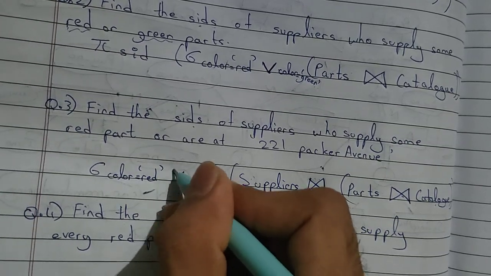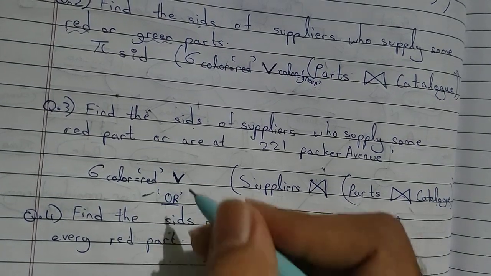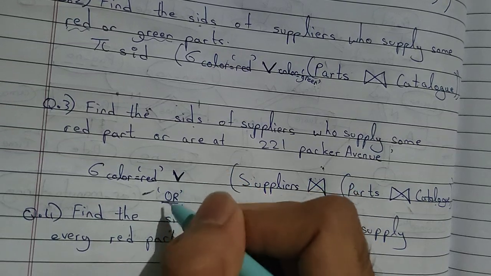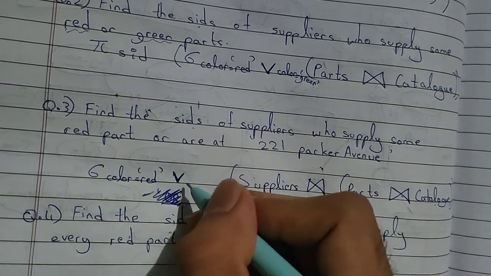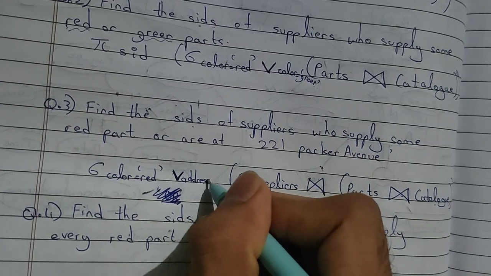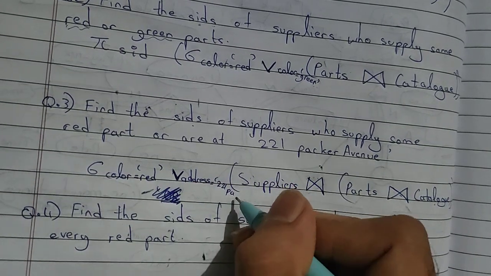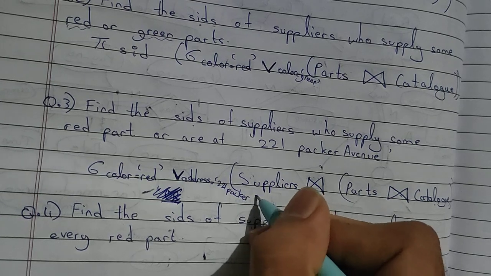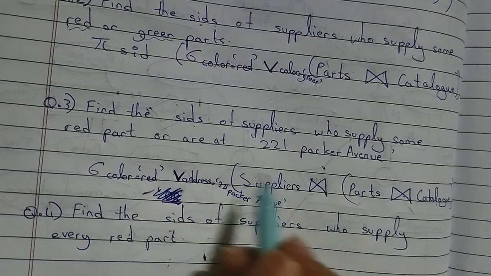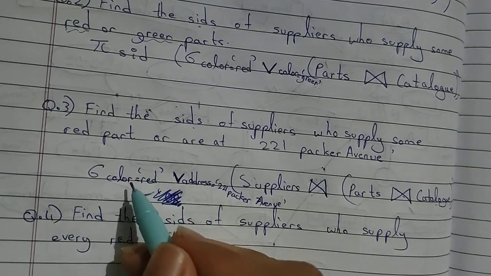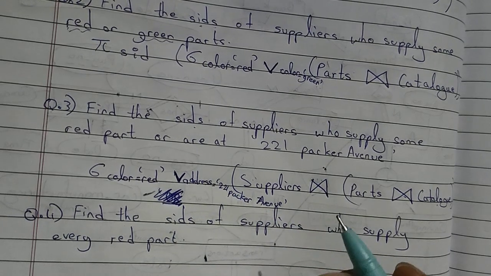So select those entries whose color is red, or you can use this symbol for or, or you could just write or. Either one will do, but you need to write only one, you can't write both; this is just for reference. So or address is equal to 221 Packard Avenue. It should have come in one straight line, but I didn't have space, so I'm writing it here. Now this will select all the records from this table that have color as red for the part or address of the supplier as 221 Packard Avenue.